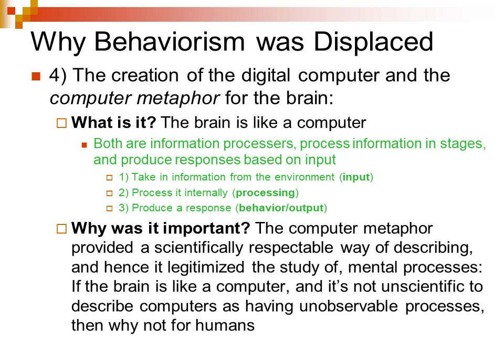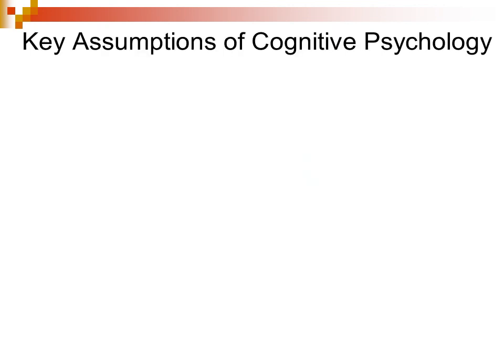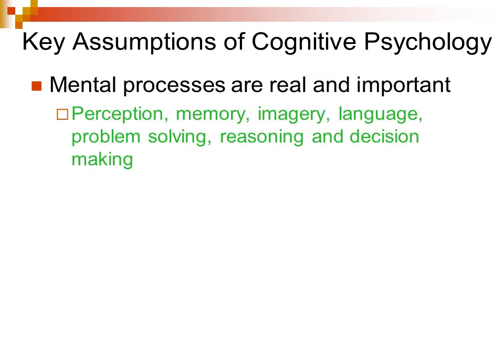The last thing I want to talk about today are three key assumptions of cognitive psychology. The first key assumption is that mental processes like perception, memory, imagery, language, etc. are real and important. Remember, for behaviorists, they claim that mental processes either weren't real, they didn't exist, or they weren't important. For example, Watson said that thinking is really just subvocal motor movements, basically really quiet whispers.